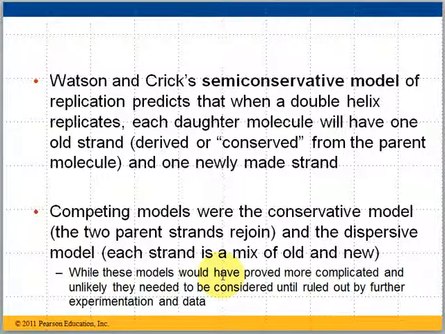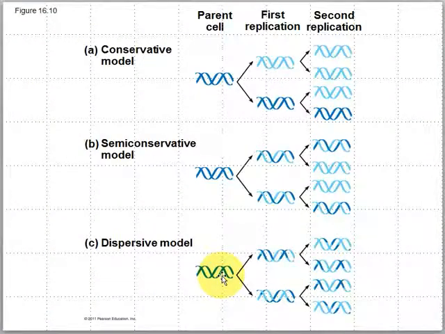And in the beginning, when we weren't sure, all three of these models were possible. So scientists considered a semi-conservative model, which is the one that it has turned out to be, and they also considered what they call a conservative and a dispersive model. And so until we could rule out two of the models, you have to consider that all three are possibilities. Here's an illustration that tells you a little bit more about them.